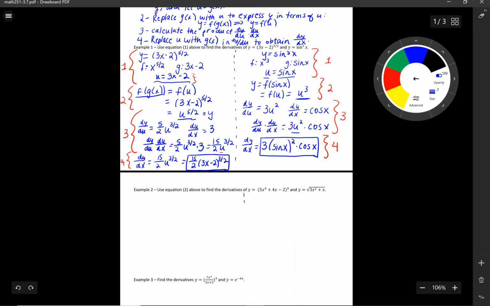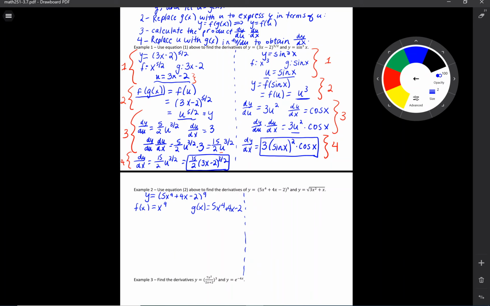I have two functions here. My first step is to find my inner function g and my outer function f. So I have f of x, my outer function, and the first one. Let's write the function down actually. So I have y equals (5x to the power of 4 plus 4x minus 2) to the power of 9. So my outer function is x to the power of 9. My inner function is 5x to the power of 4 plus 4x minus 2.